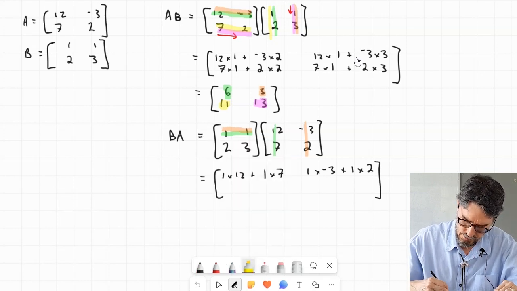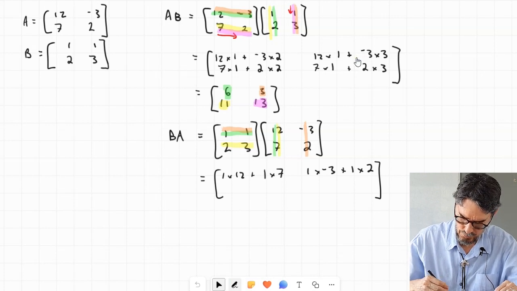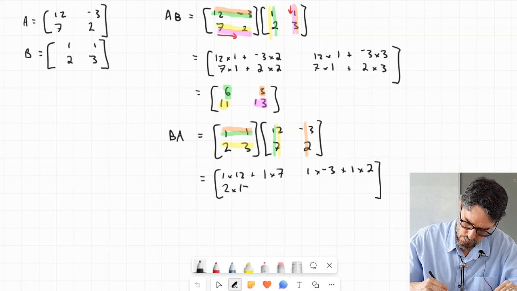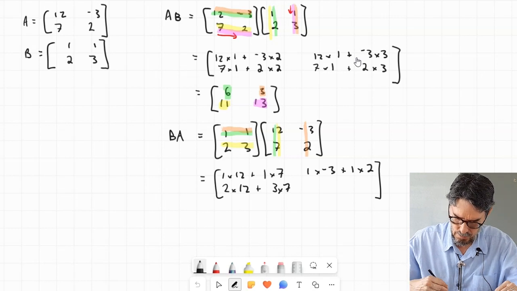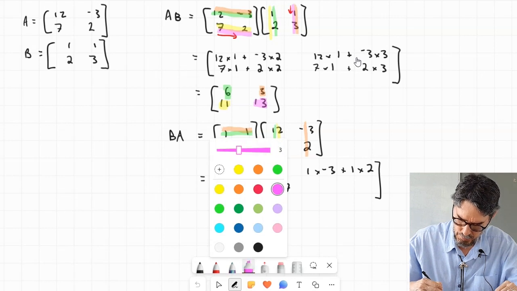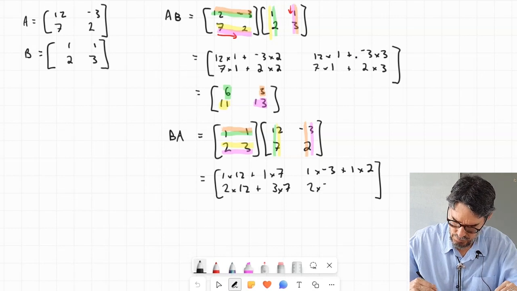Let's go yellow. We're going to go across the second row, first column, in order to get the result in the second row, first column. So that's 2 times 12 plus 3 times 7. And finally the last one, which I did last time as pink, is going to be second row, second column. So that's going to be 2 times negative 3 and 3 times 2.